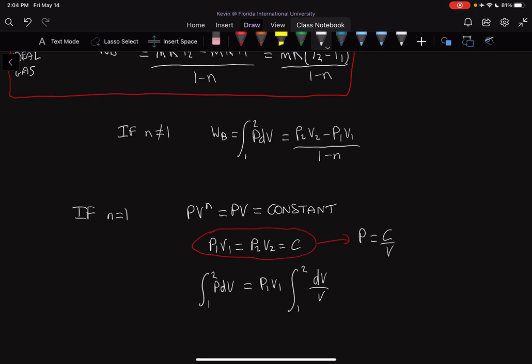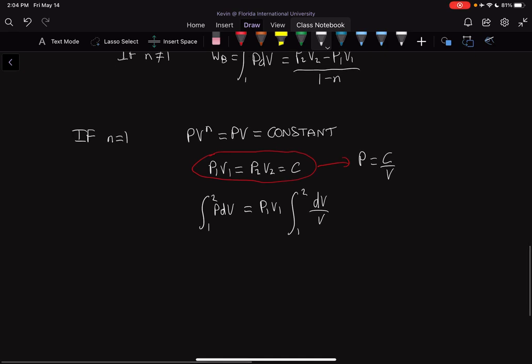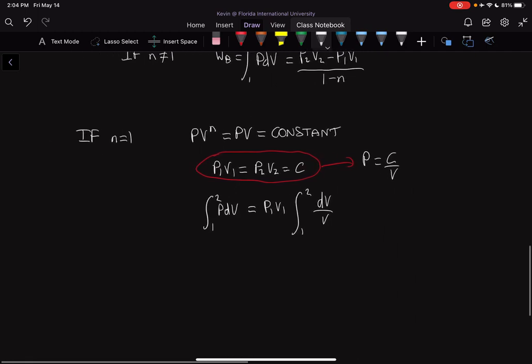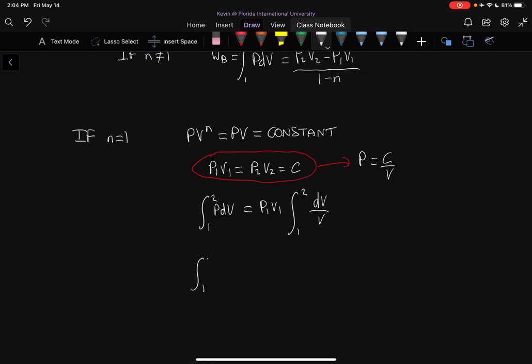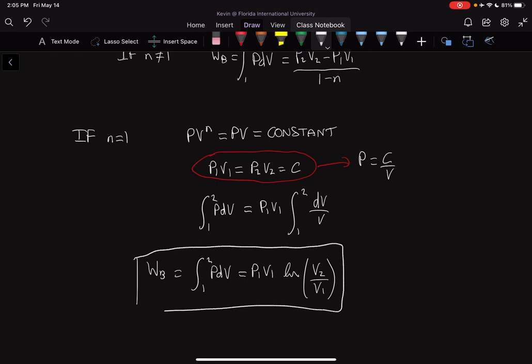Okay, and we can use C as either P1V1 or P2V2, so we're going to use P1V1. And the integral of dV over V, as you all know, is the natural log of V. So we're going to get natural log of V, essentially. So the integral from 1 to 2 of P dV, in this case with n equal to 1, is equal to P1V1 natural log of V2 over V1. And this is work boundary, and this is for a polytropic process with n equal to 1.